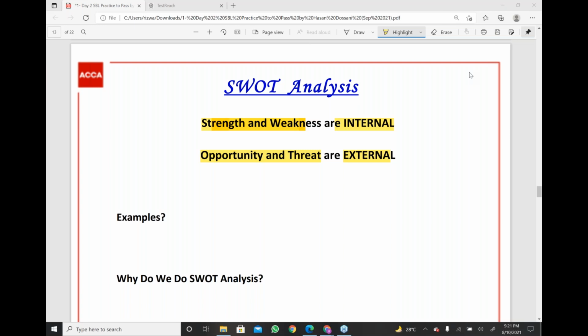So those of you who said it's a weakness, can you please type your logic? Why did you say it's a weakness? Because marks are based on logic in SBL. So high dependence on one supplier, why do you think it's a weakness and not a threat? Give me a logic. Those CFOs who thought it's a weakness, please write the reason. And those CFOs who thought that it is a threat, please can you explain why you said it's a threat?